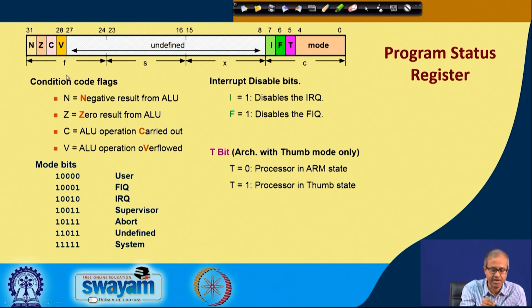And the condition code flags I already mentioned: negative, zero, carry and overflow. And interrupt disable: if it is 1, the corresponding interrupts are disabled. And the Thumb bit indicates whether you are processing in ARM mode or Thumb mode. If the bit is 0, then you are in ARM mode. If it is 1, you are in Thumb mode. So, in this way, it is decided which mode of execution you are selecting, 32-bit mode or 16-bit mode.